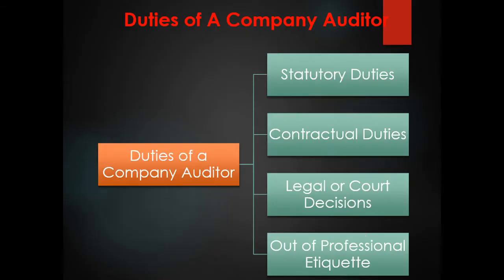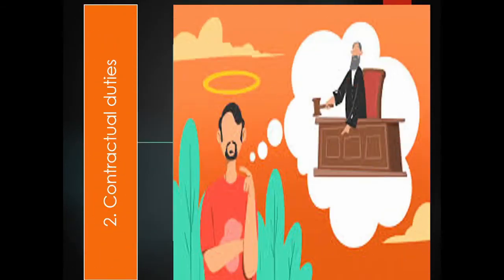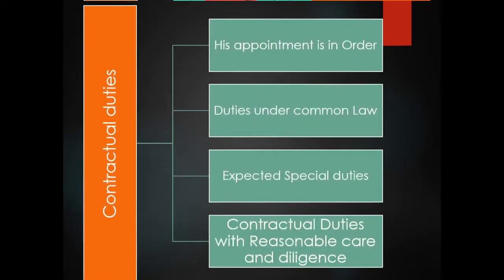Of course, the duties of a company auditor, in which we have completed the first category, that is statutory duties. And the next one we are going to learn is contractual duties. Contractual duties, as the name indicates, are the duties arising out of the contract. Whenever the company appoints an auditor, the contract starts between the company and the auditor. Out of this contract, the auditor has to perform certain duties, and these duties are listed here.